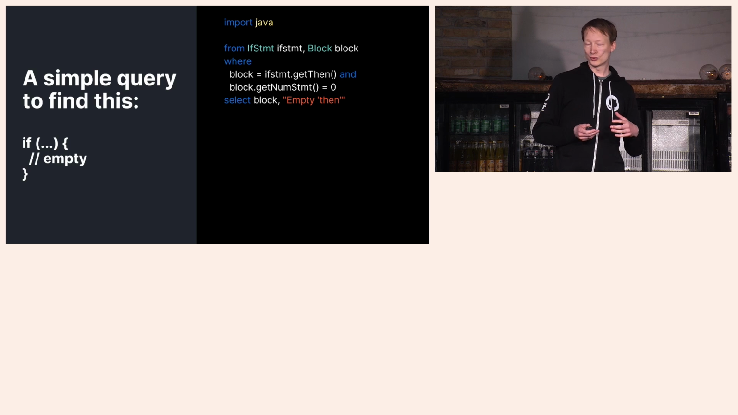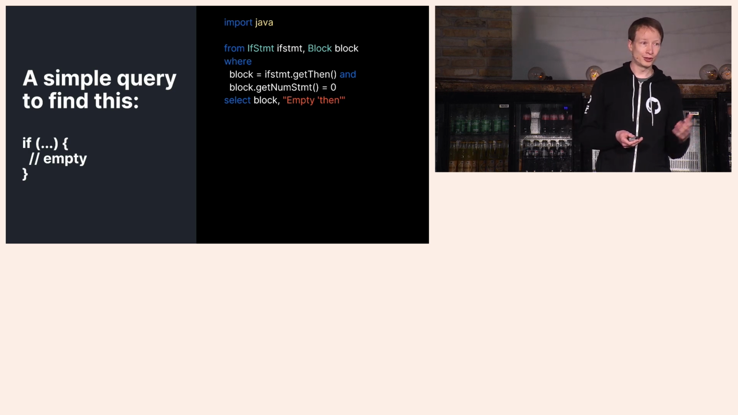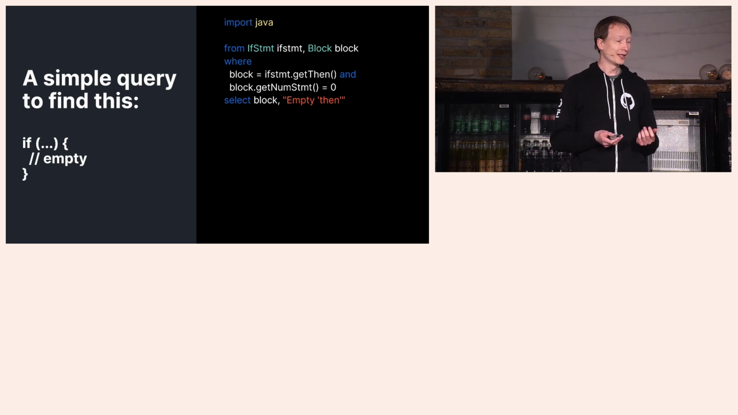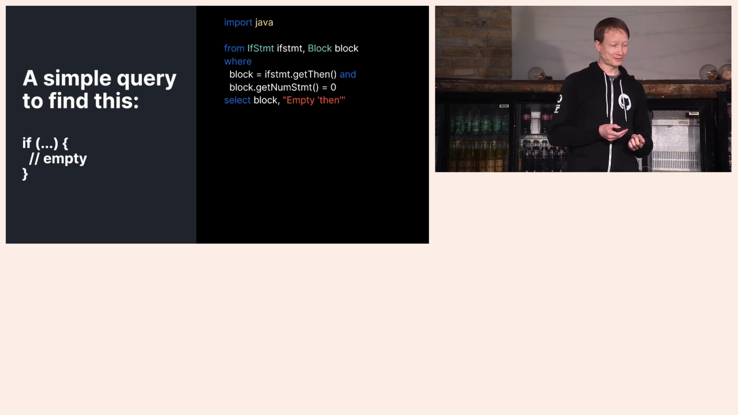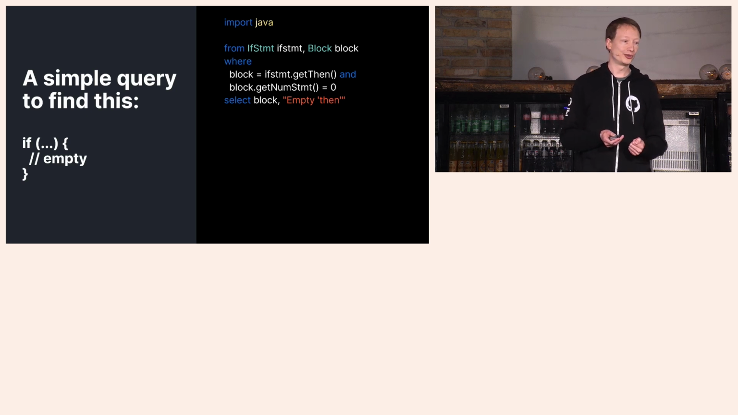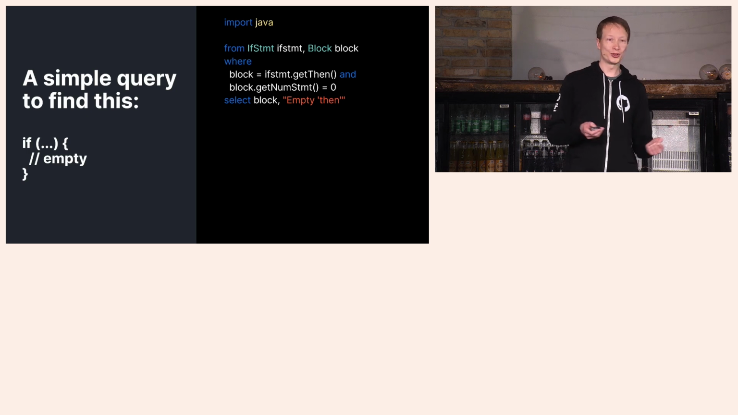So let's have a look at what a query looks like. All our analysis is written in this custom programming language that we call QL, just for query language. And this is an example of a very basic query, just a few lines. The first line is to import the Java library. So this is to analyze some Java code. And what this query is looking for is the code pattern you see on the left. So there is an if statement with an empty then block. So maybe that's a mistake. For some reason, we're trying to look for that.